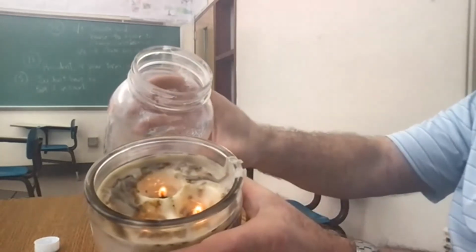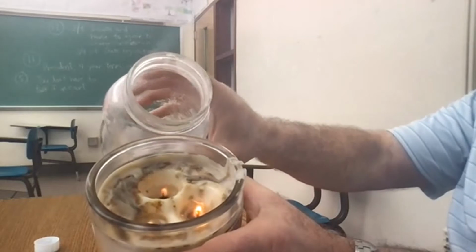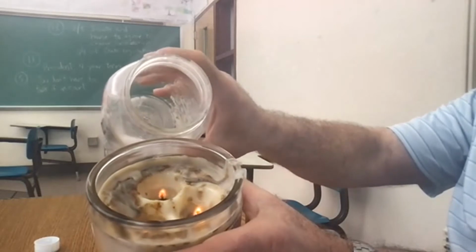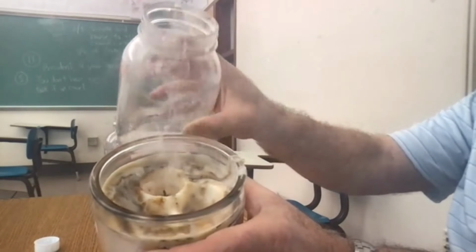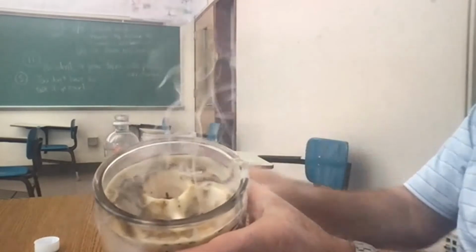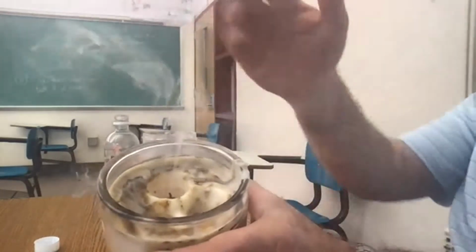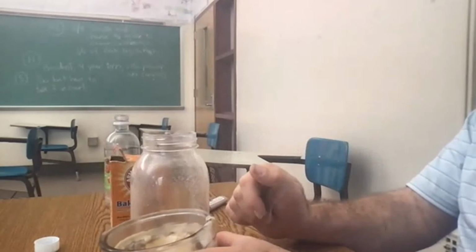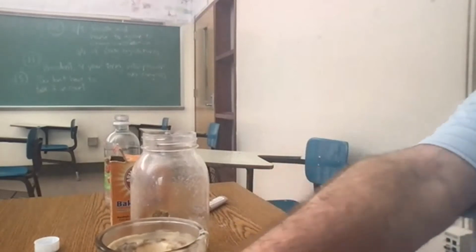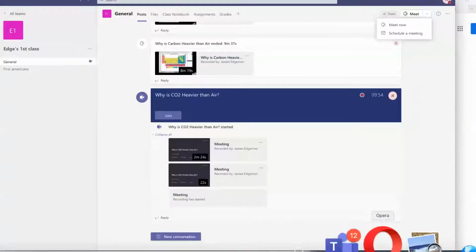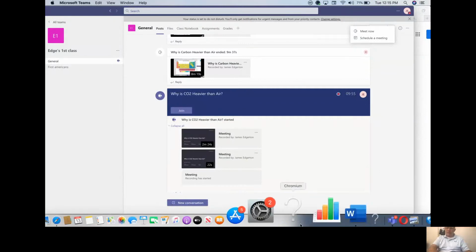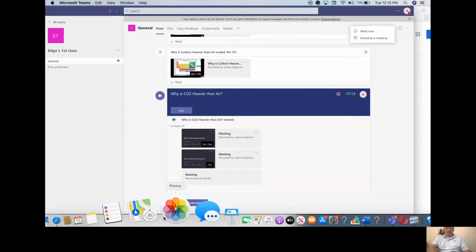And can't tilt it too much or it's just going to fall out. Pour it out. Out comes the CO2, and the flame is put out. You can see the smoke coming off. The flame being put out. So let me share my screen, and we are going to pull up the periodic table here.